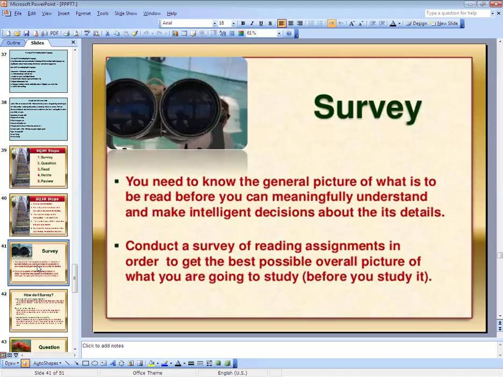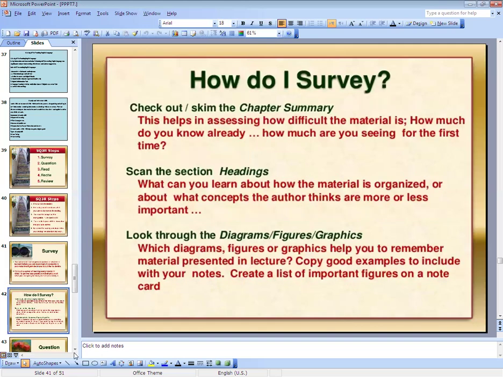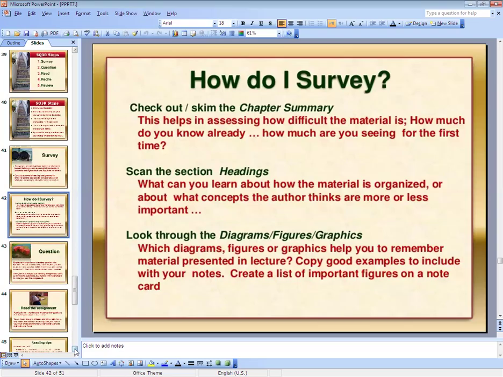So conduct a survey of reading assignments in order to get the possible overall picture of what you're going to study from it. Then only select the book. So how do I survey? As I told you, do the skimming, scanning, scan the sections, headings, survey it, look through the diagrams, figures, graphics, everything.